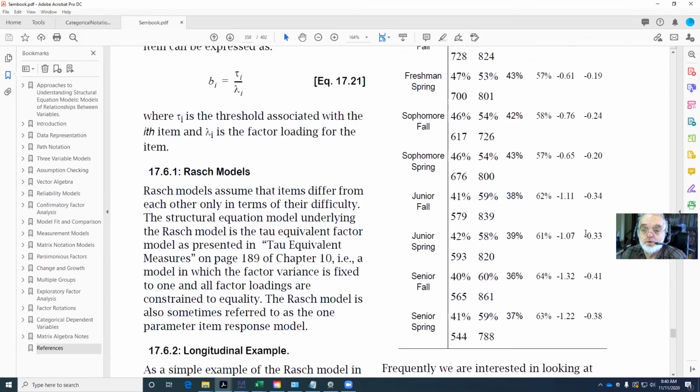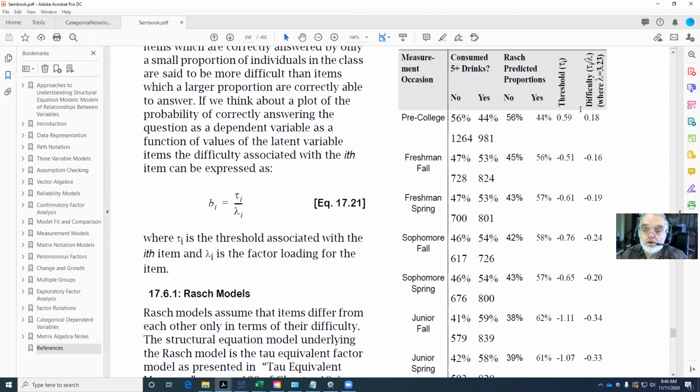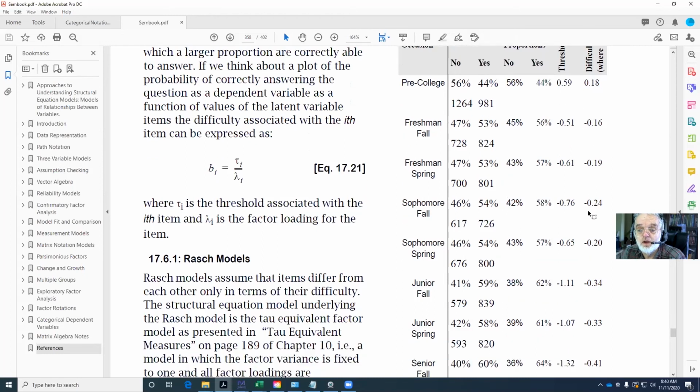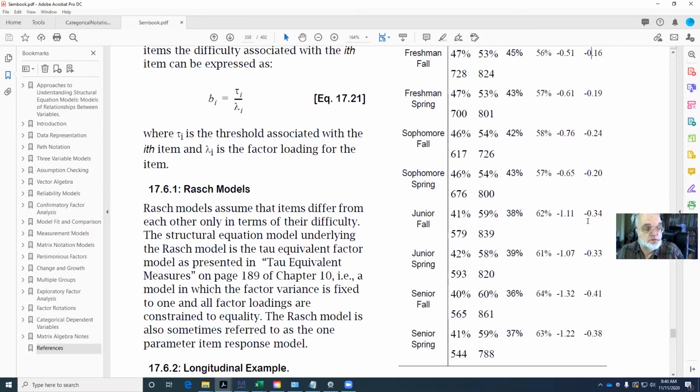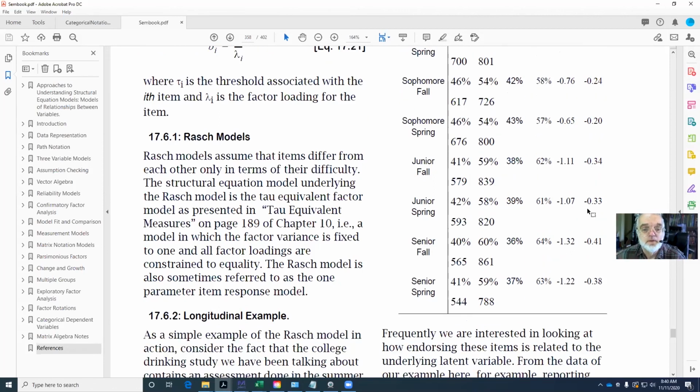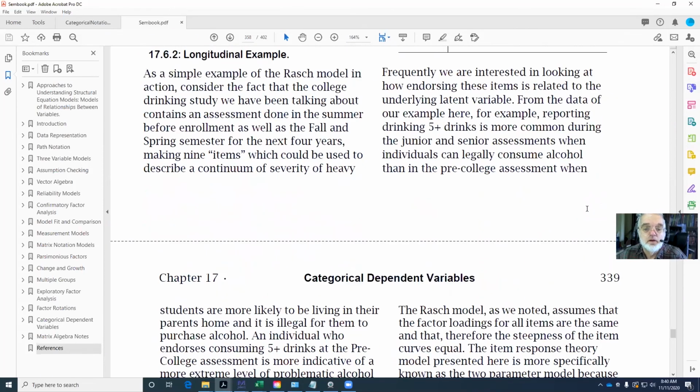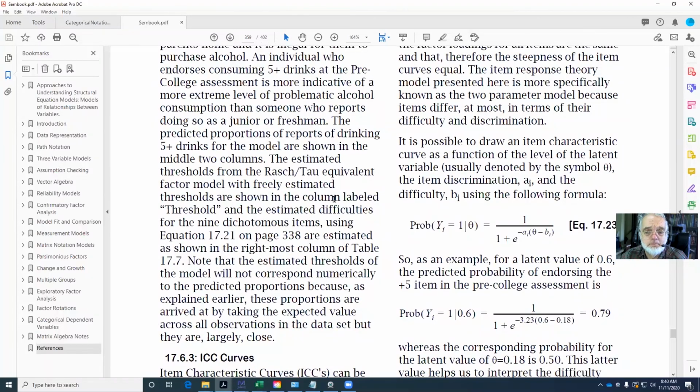So what we're seeing here is that this value at pre-college is when students are the least likely to be drinking 5 or more drinks in a sitting, and then they come to college and that number keeps going down and down. Right. Any questions on that?